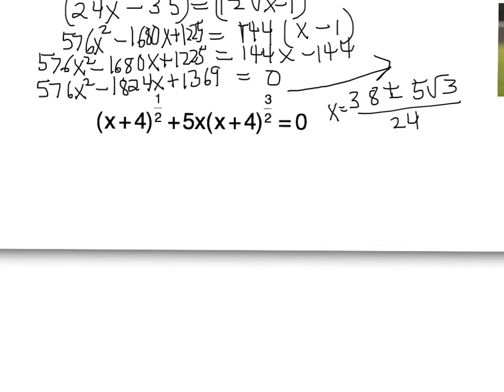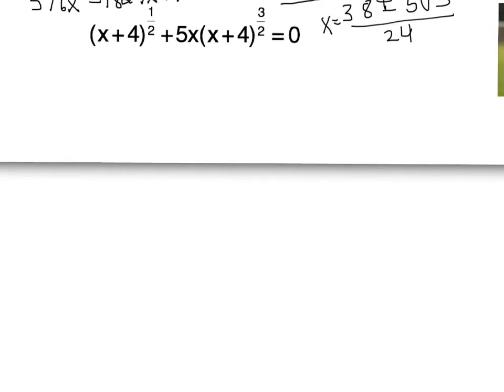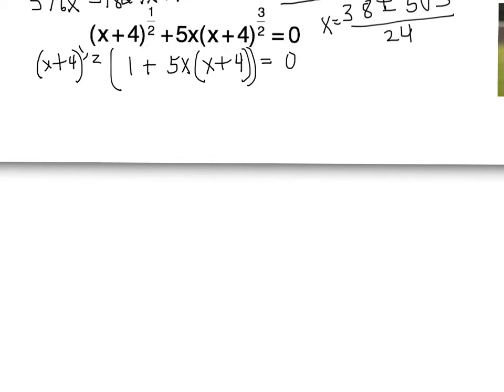And now one more here. I have one more problem to do. Okay, so here we go. On this problem here, you can see that there are two terms right now. The common factor to these two terms is going to be x plus 4 to the 1/2 power. So that's what I'm going to pull out here. I'm going to pull out an x plus 4 to the 1/2 out of these two terms, and that would be 1 plus 5x times x plus 4.